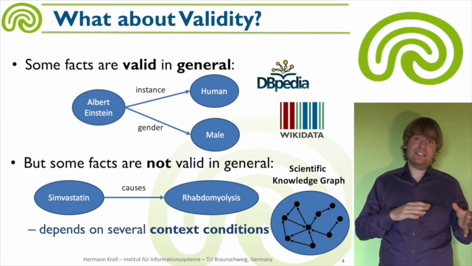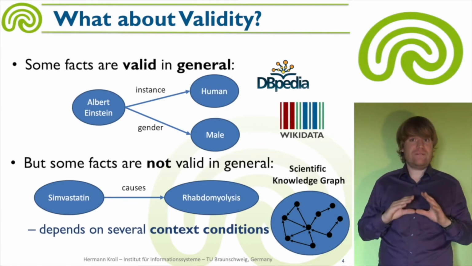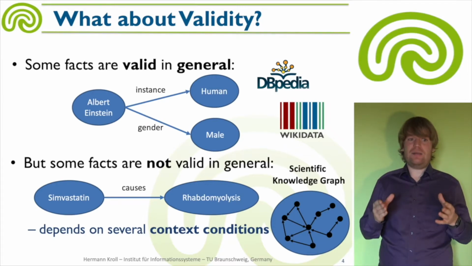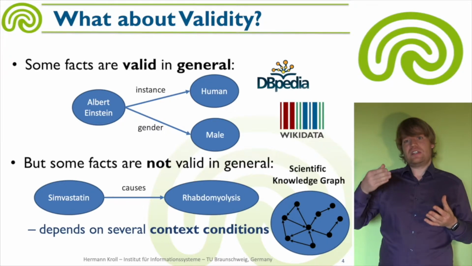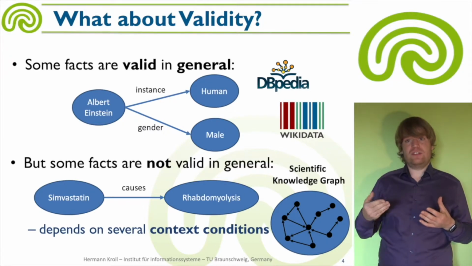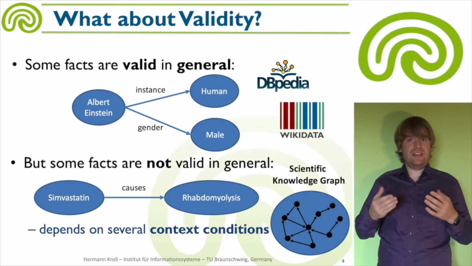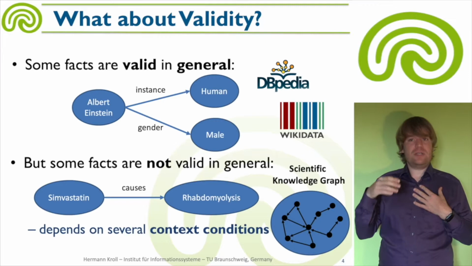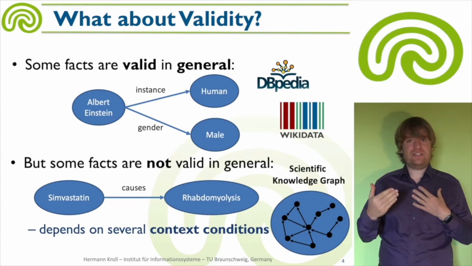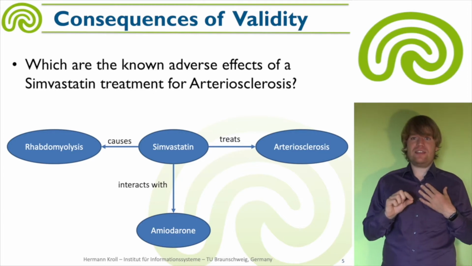On the other side, if we look at scientific knowledge graphs, there are facts which are not valid in general. For example, the fact that simvastatin causes rhabdomyolysis depends on several conditions, such as dose, interacting drugs and something like that. So you cannot use this fact in any answer because you have to consider the context to decide if the fact is valid or not valid. Let me clarify this in an example.